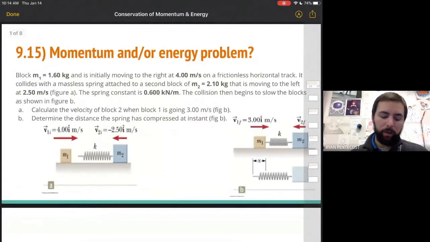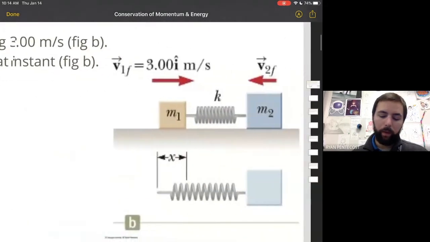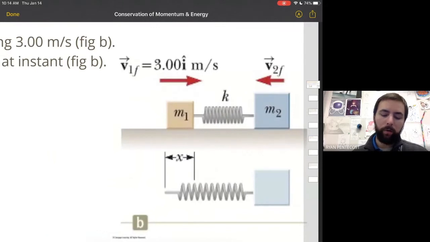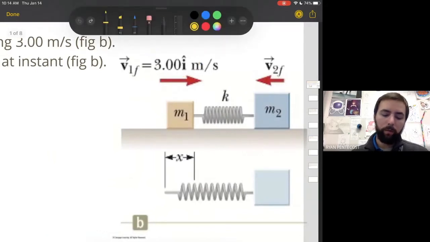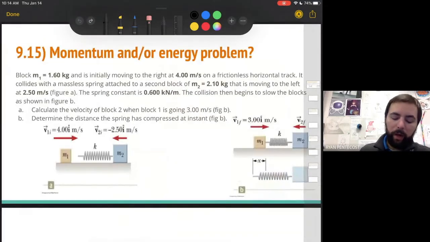The spring constant is 0.6 kilonewtons per meter, and the collision then begins to slow the blocks down, as shown in figure B. You can see that they are starting to slow down. It was originally 4, now it is 3. Part A asks us to calculate the velocity of block 2 at the instant block 1 is going 3 meters per second after it has slowed down. And part B, determine the distance the spring has compressed at that instant.